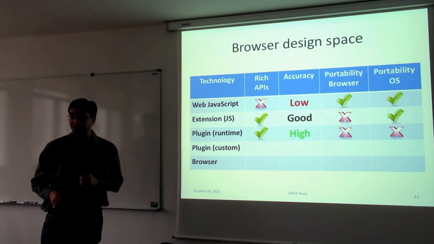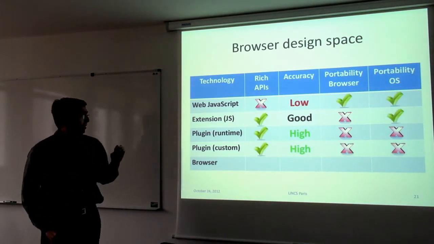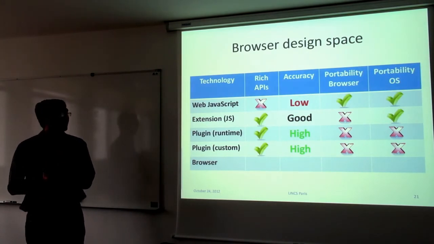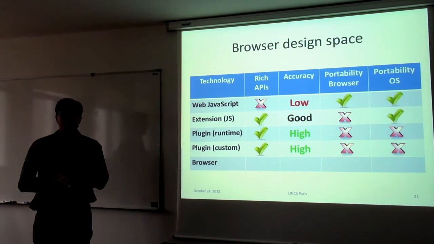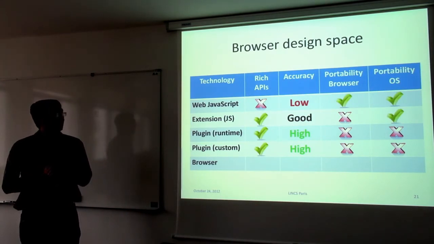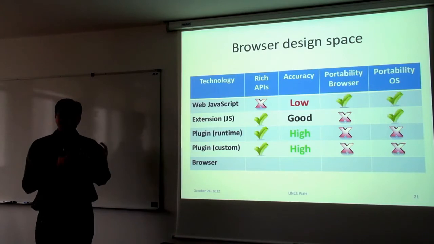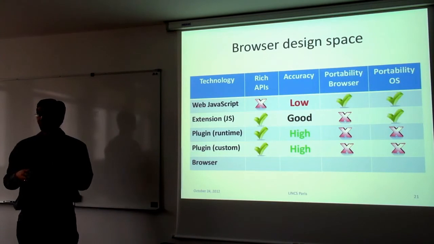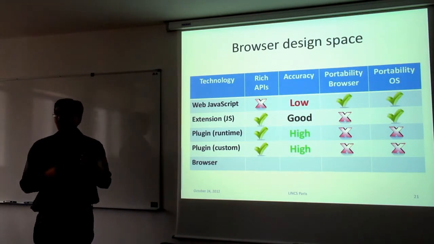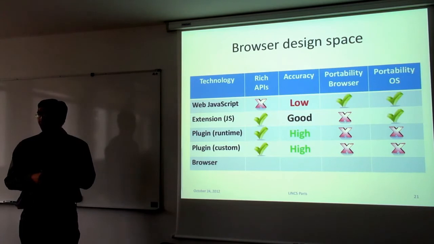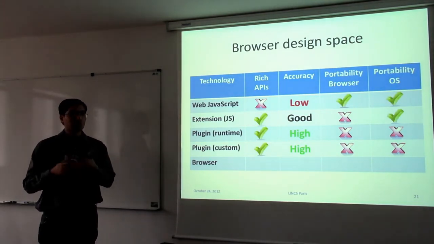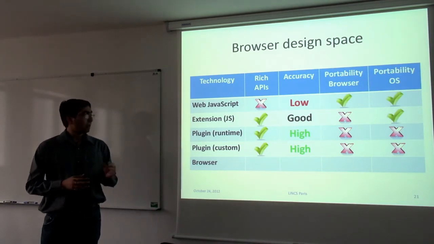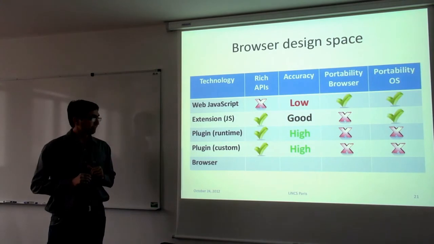A custom plugin is a piece of native code which enhances the functionality of a web browser, and it has access to all the rich browser APIs with high accuracy. But again, like extensions, one plugin framework is not compatible with another browser's plugin framework, and therefore a custom plugin for one browser will not work on another web browser. And because it's native code, it needs to be recompiled for all different operating systems, and therefore a custom plugin is not portable.